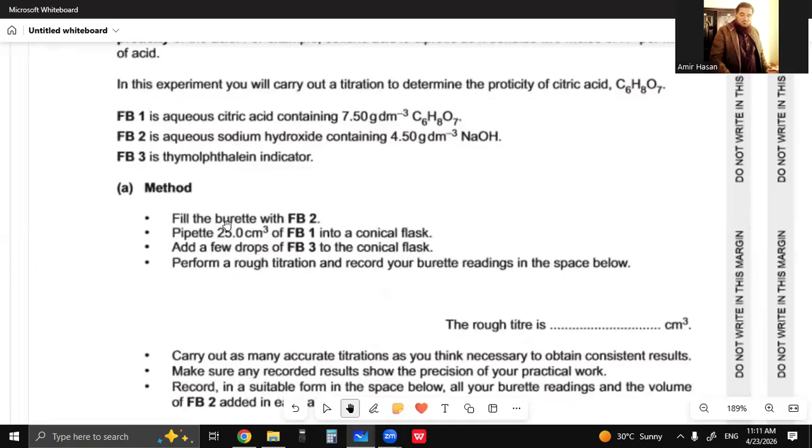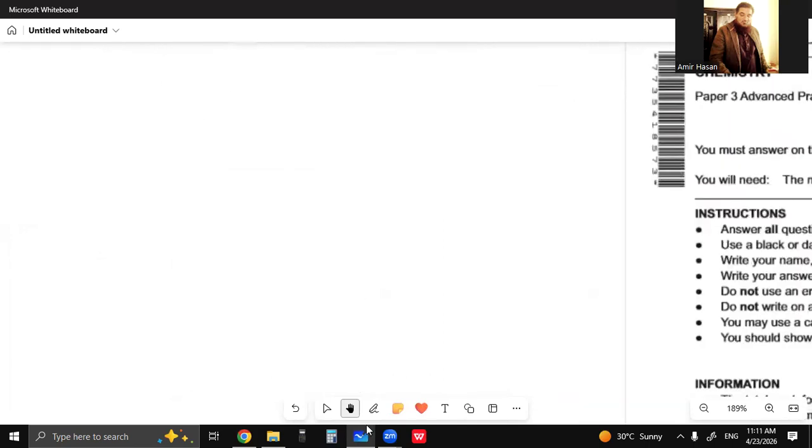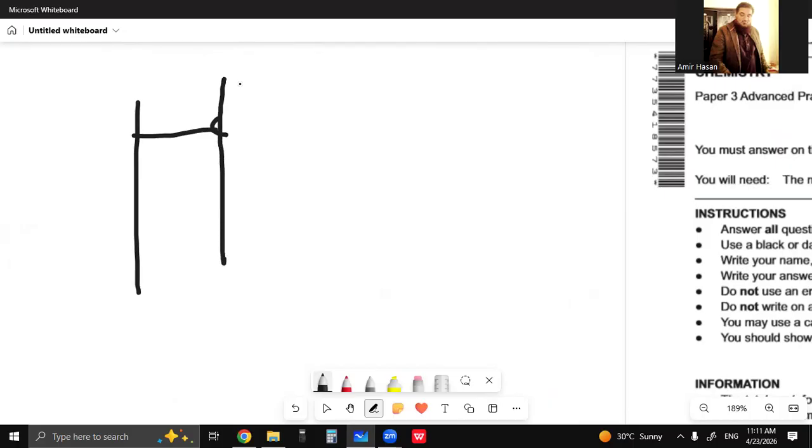Now he is saying fill the burette with FB2. How do we perform the practical? You have a burette apparatus with a stand, a clamp stand. In this, you keep a burette. This is the burette. There is a tap on the burette. With this tap, you pour the solution into a conical flask.